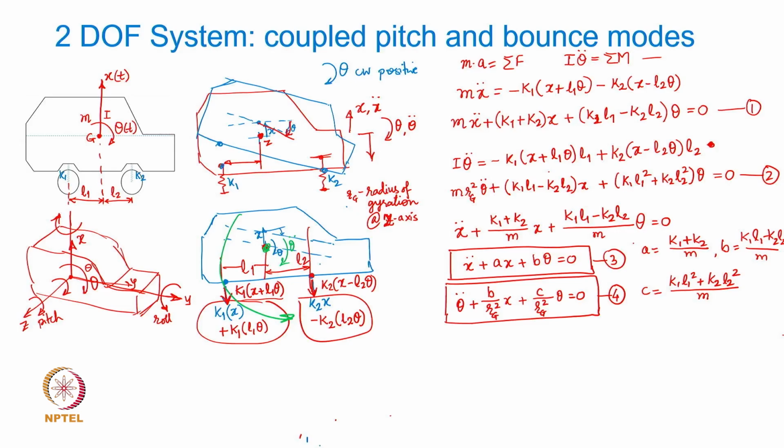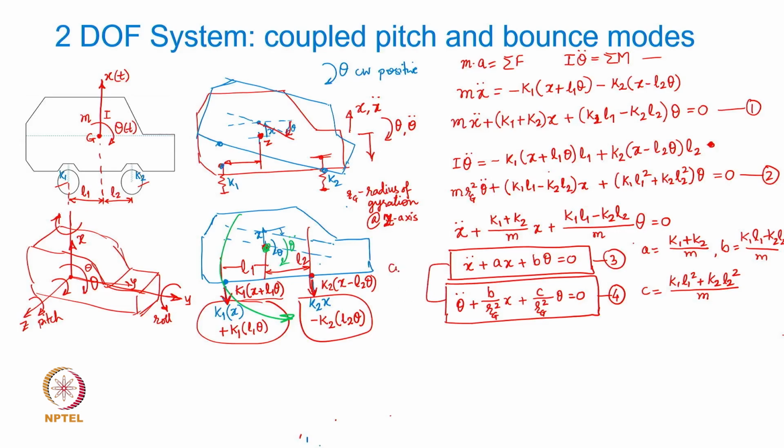The expressions for a, b, c are all written here, which you can find out numerically based on the parameters of the vibratory system. So if you know the front suspension stiffness, the rear suspension stiffness, and the mass and the mass moment of inertia, or the value of radius of gyration, you can find out a, b, c, and then these equations are quantified completely. Okay. What is interesting in these two equations is, when you try to find out x from the first equation, theta is coupled with x.